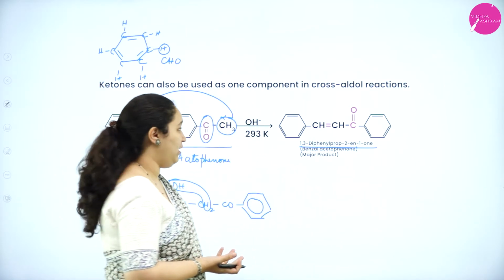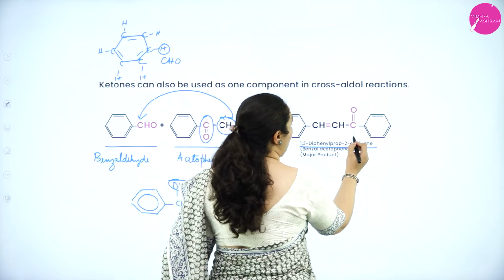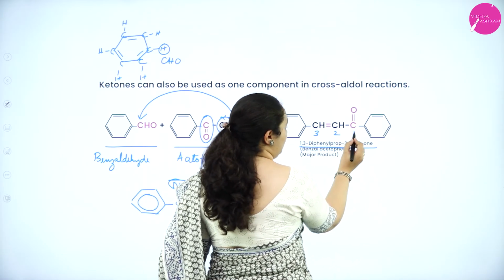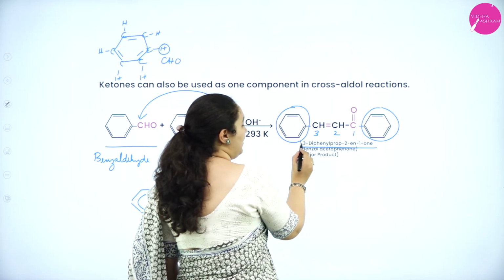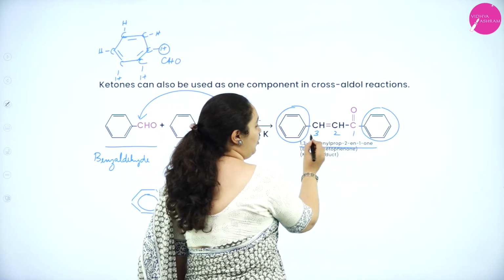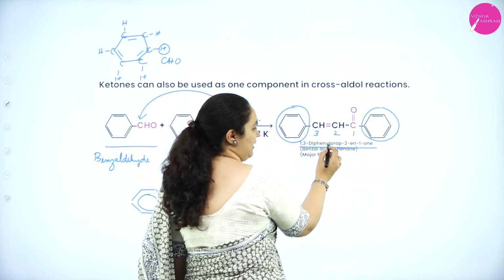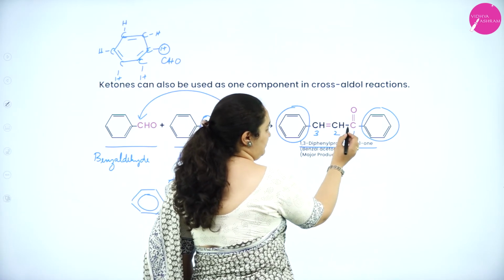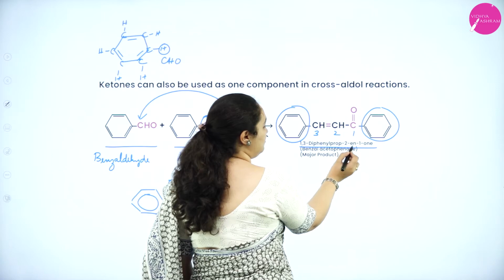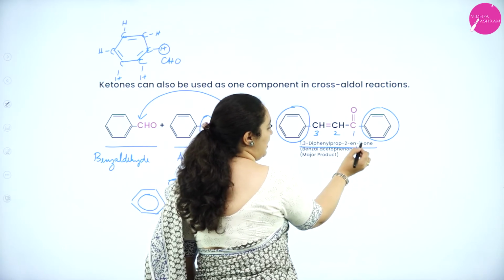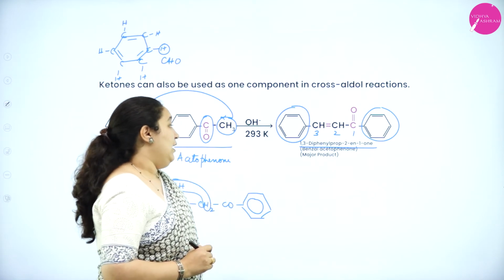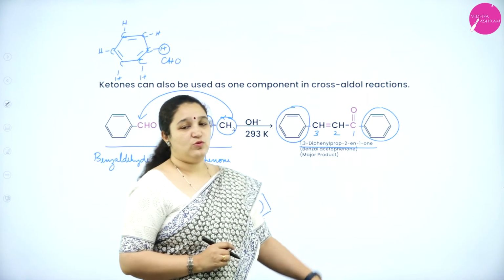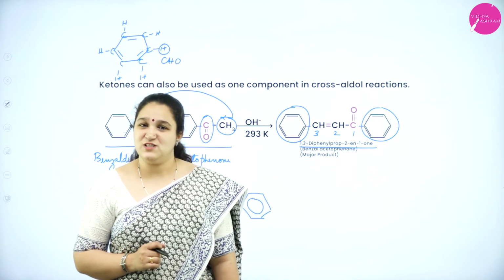Now what is this naming? It is 1, 2, 3. For the first carbon atom, one phenyl group. For the third carbon atom, one phenyl group. So 1,3 diphenyl. Prop, because the longest chain is 3 carbon atoms. 2-ene, that is the second and third carbon atom have a double bond. The first carbon atom is a ketone, so 1-one. Okay. Or benzalacetophenone is the major product which is formed here.